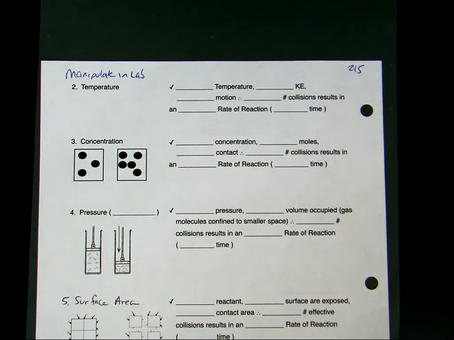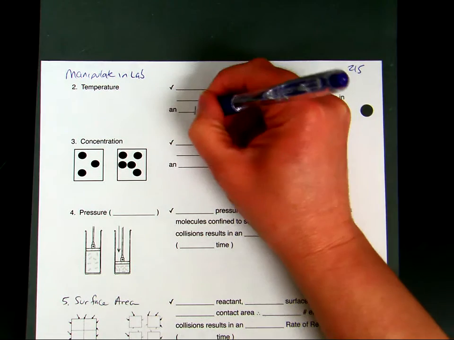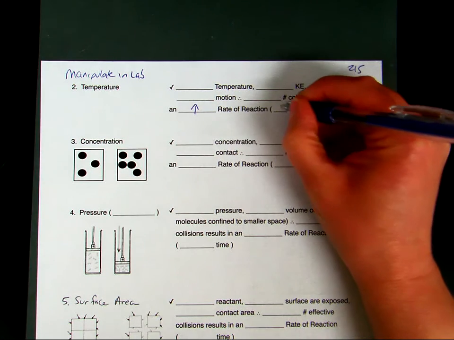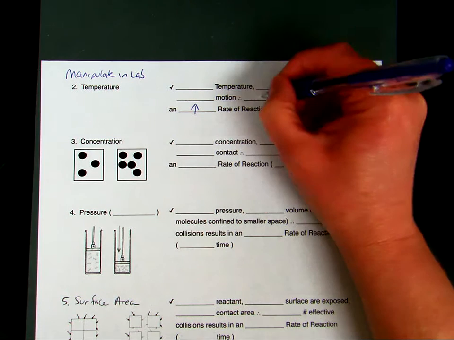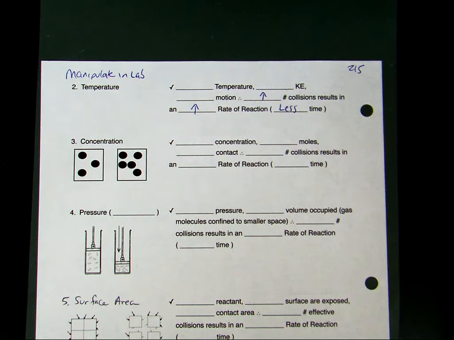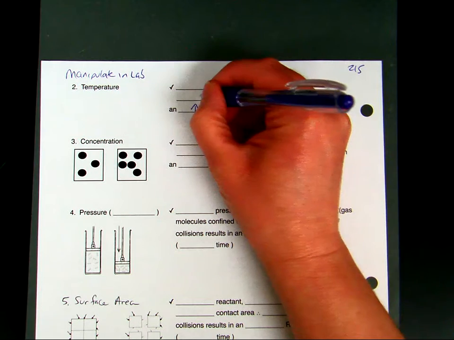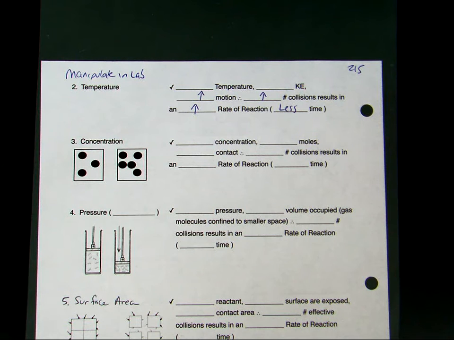Okay, so thinking about temperature. Of course I want to talk about these as an increase in the rate of reaction, meaning I want the reaction to take less time, faster reaction. So if I want the reaction to happen faster, less time, that means I want an increase in the number of effective collisions. And effective collisions will occur more frequently if all the molecules have an increase in their motion.